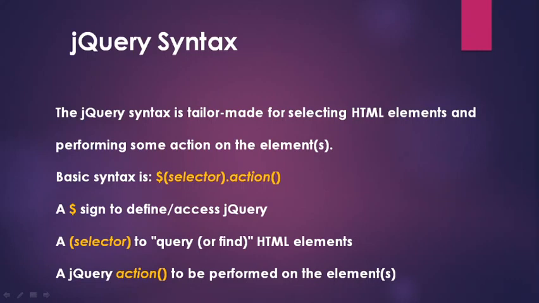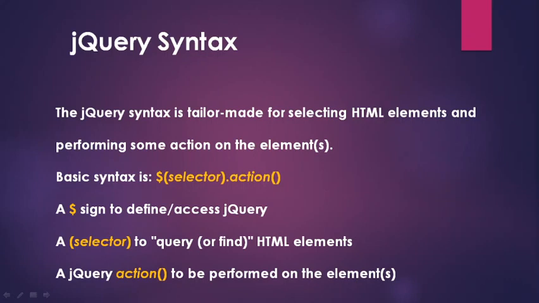Okay, so now we can start taking a look at jQuery syntax. jQuery syntax is tailor-made for selecting HTML elements and performing some action on these elements. The basic syntax is you have your $ sign and selector, and then you chain your action using a dot.